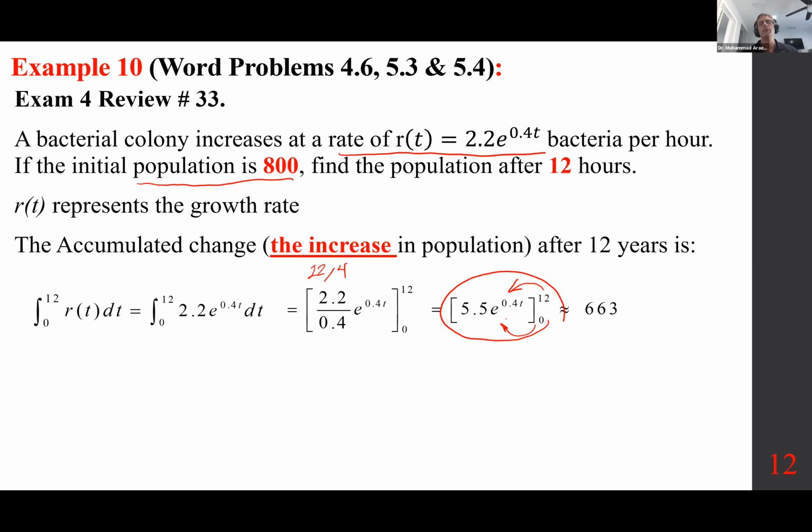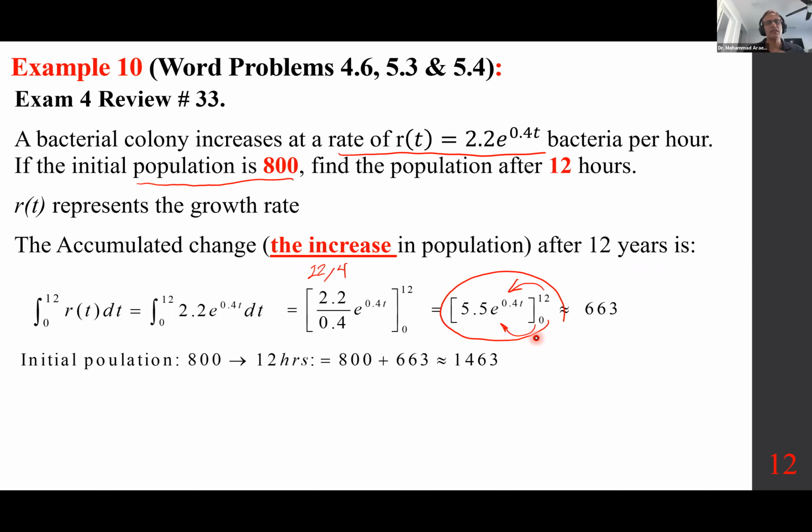We want to round it to the nearest integer or whole number. So this is 663. We also had 800 to begin with. So we're going to add them up, and this is the final answer.